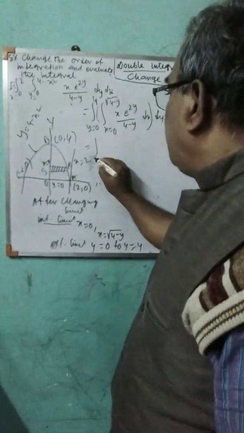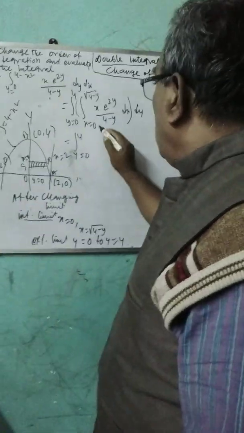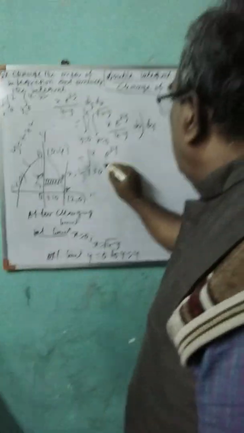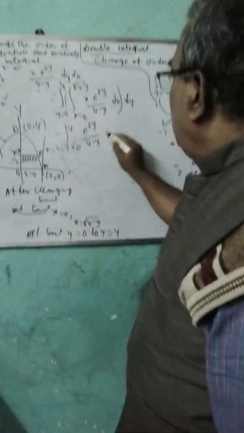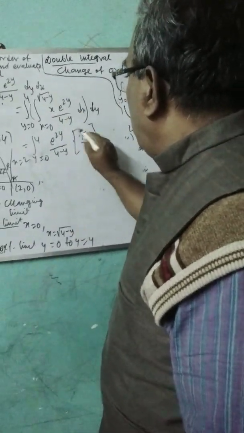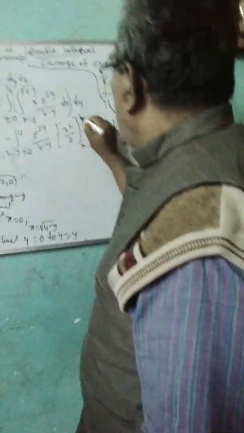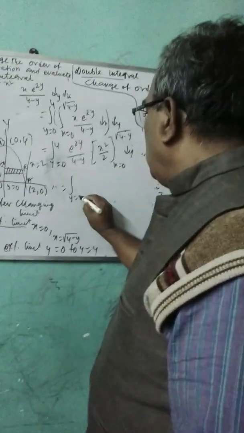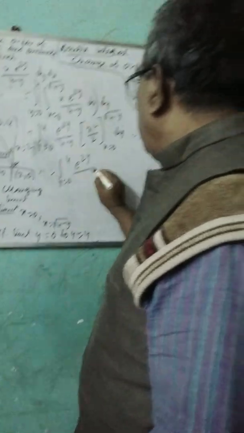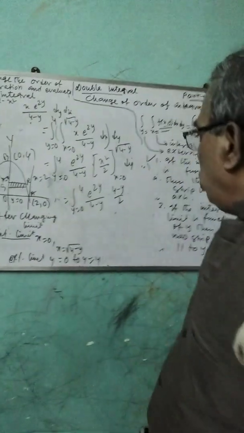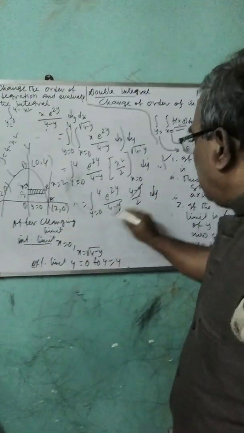So it becomes y equals 0 to 4. With respect to x, e to the power 2y by 4 minus y is constant, so the integration of x gives x squared by 2, with x from 0 to root over 4 minus y, and this is dy. Now y from 0 to 4, e to the power 2y by 4 minus y into 4 minus y by 2 minus 0, dy. Now this and this get cancelled.